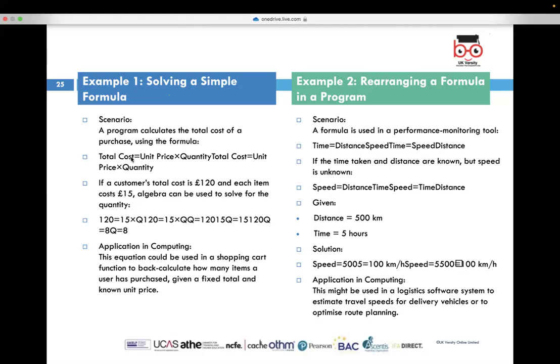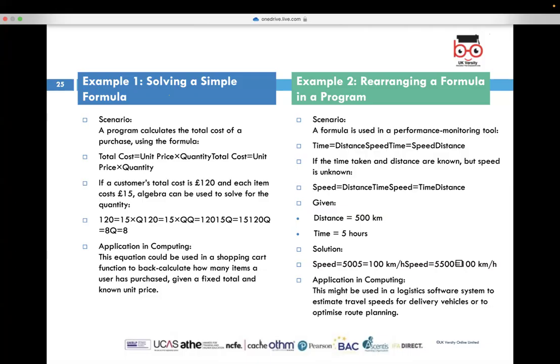The total cost is 120, each unit price is 15. So then we would divide by the unit price to get the quantity. So 120 divided by 15 equals 8. So the quantity here would be 8. The application in computing is that this equation could be used in a shopping cart function to back calculate how many items a user has purchased given a fixed total and known unit price.